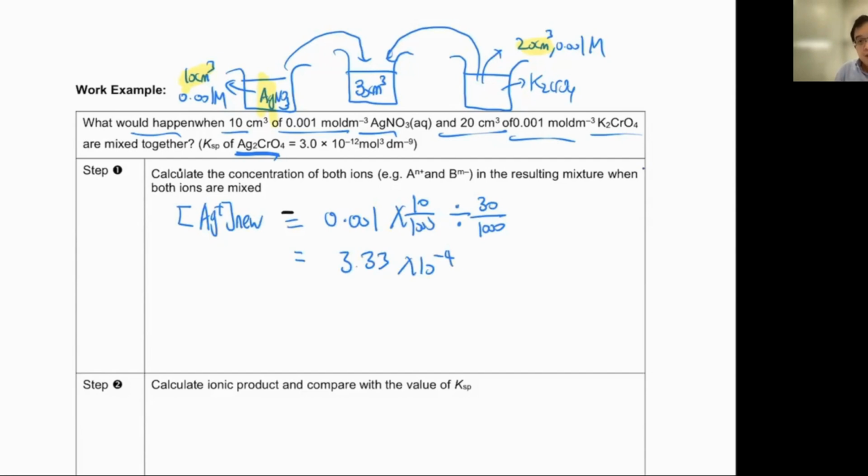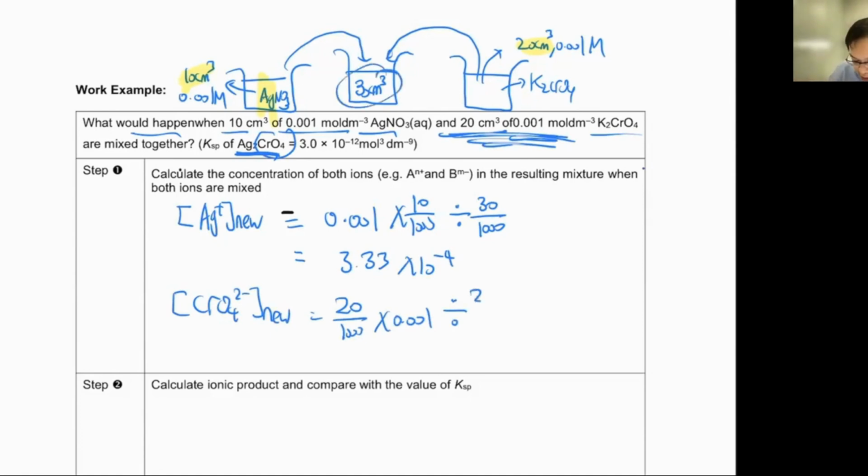Now, having Ag+ is not sufficient because you need 2 ions to precipitate. So find the new concentration of CrO4. So this is the new concentration of CrO4. I first of all find the number of moles because I'm given this: 20 over 1000 times 0.001. Then of course, you need to divide by the new volume. New volume is how much? 30. So remember, divide by the new volume. This is 30 over 1000. Then from here, can I find out the new concentration? You bet, I can find it.